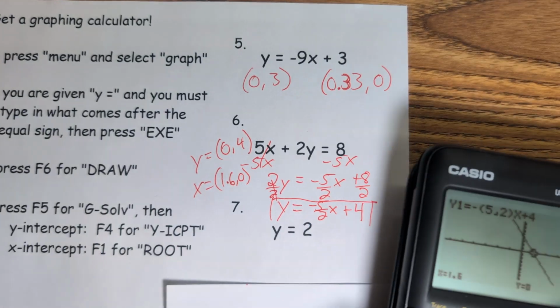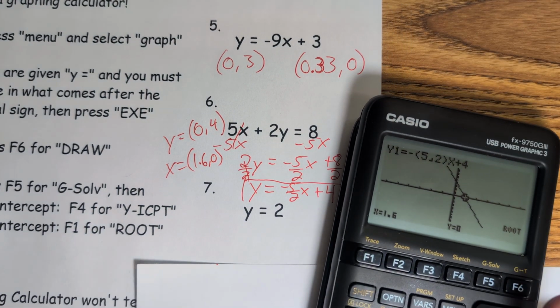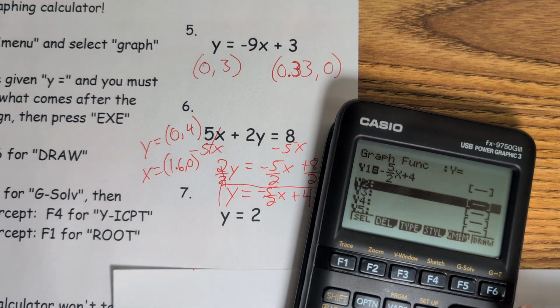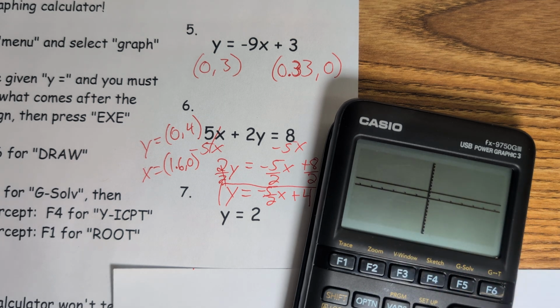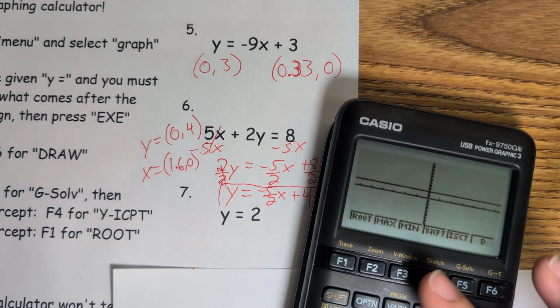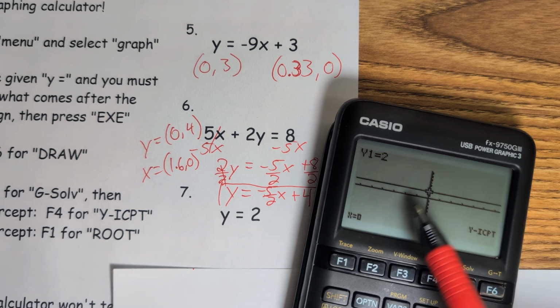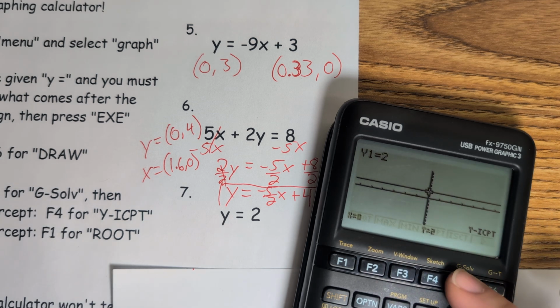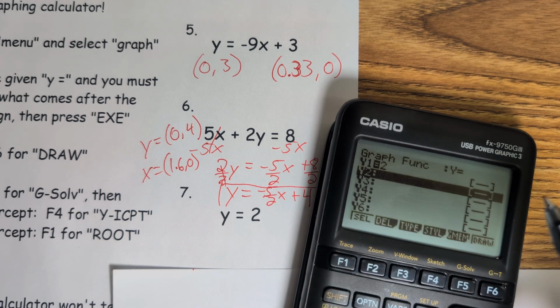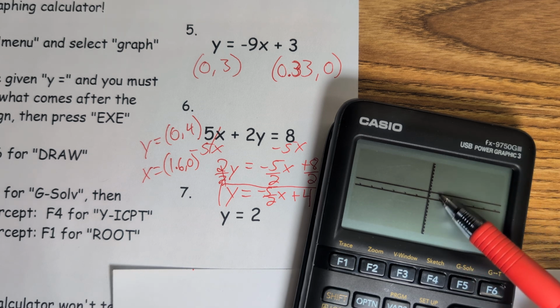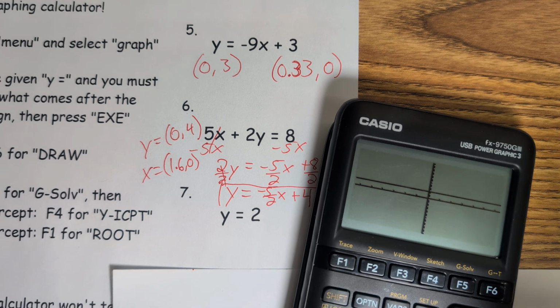Just a heads up, sometimes you get different looking equations like this, y equals 2. Well, let me exit, come back to here, delete that one, and I can just put in y equals 2. Yep, horizontal line. Now, if I look for the y-intercept, that'll work because it does cross the y-axis at (0, 2). But if I go to find the root, where is it? It's not there. Well, that's because it doesn't cross the x-axis. I can see that. If it gives you some sort of error, if it says not found, well, maybe there isn't one of those.